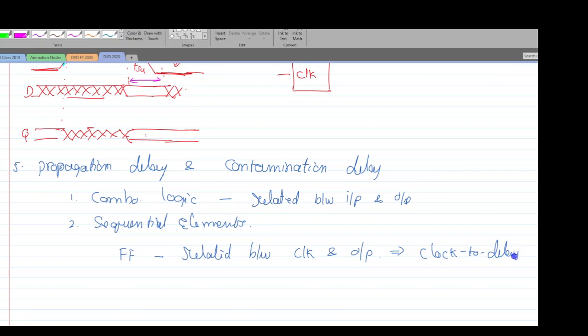And this clock to Q delay can be categorized as a clock to Q propagation delay, or it can be called again clock to Q contamination delay.